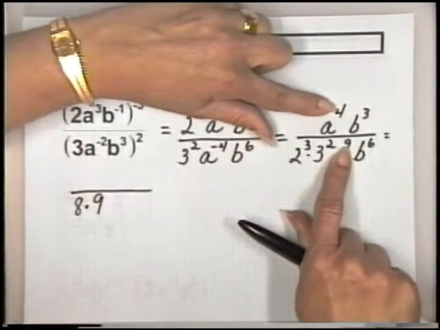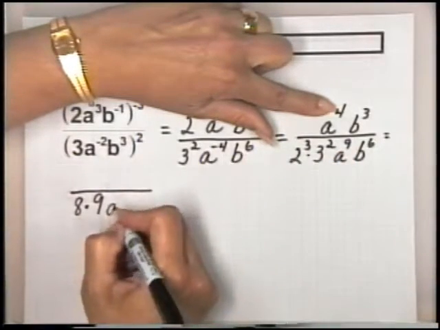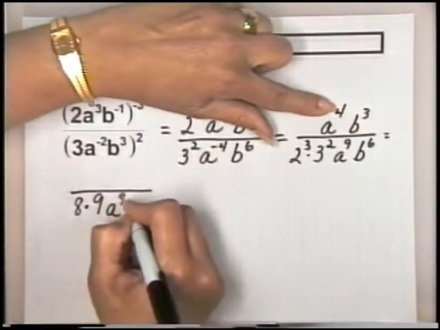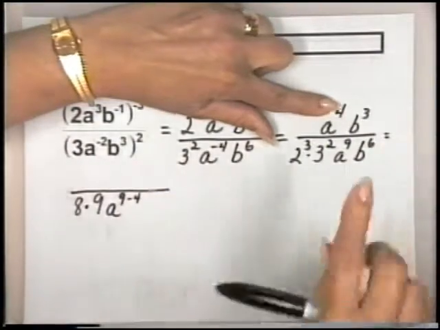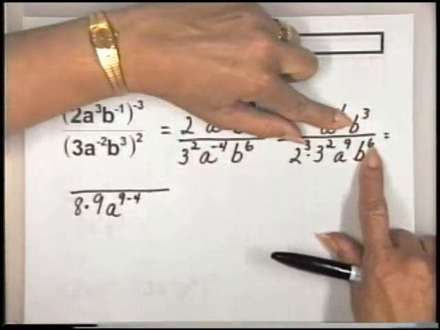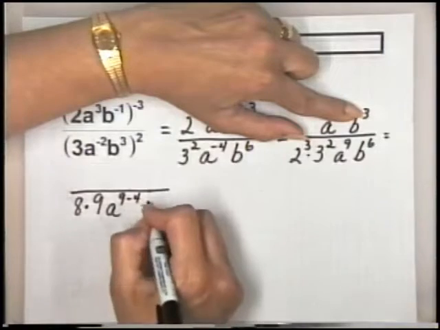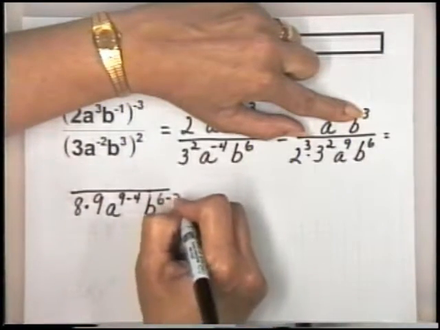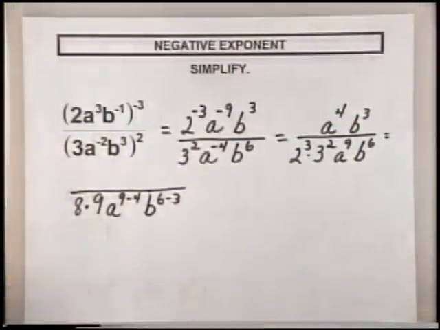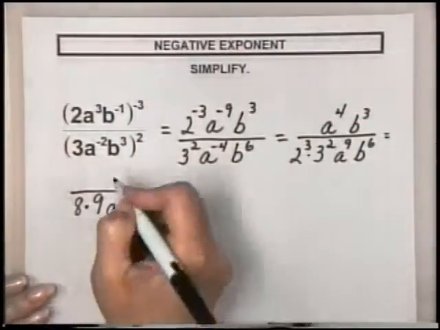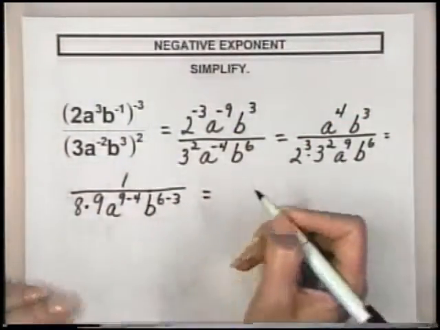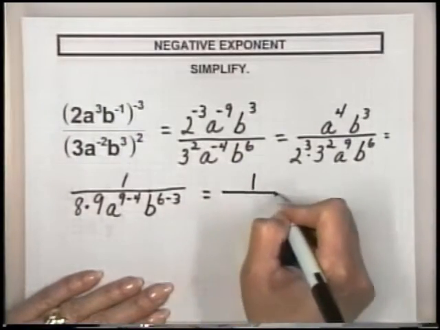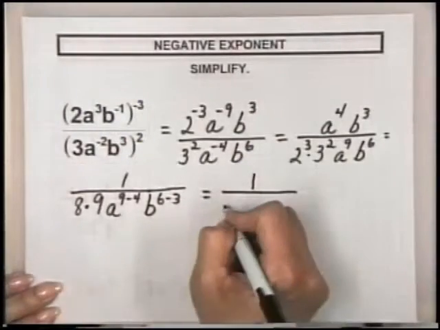I know that because the 9 is larger than the 4, the a's will stay in the denominator and the power will be 9 subtract 4. On the b's, the 6 is larger than the 3, so the b's will stay in the denominator and the power will be 6 subtract 3. And what does that leave me for the numerator? It leaves me with 1 in the numerator.